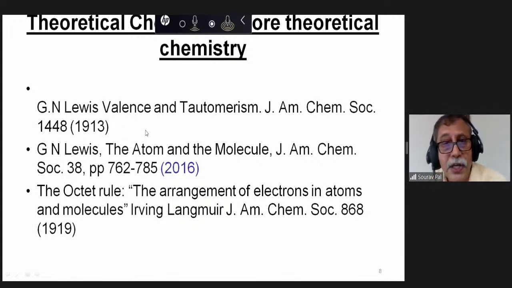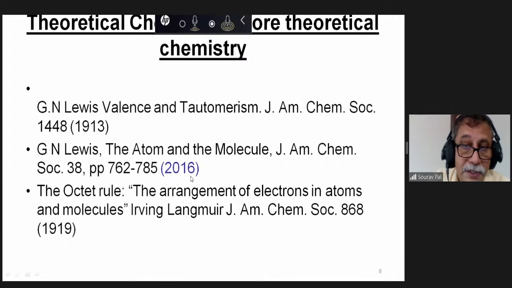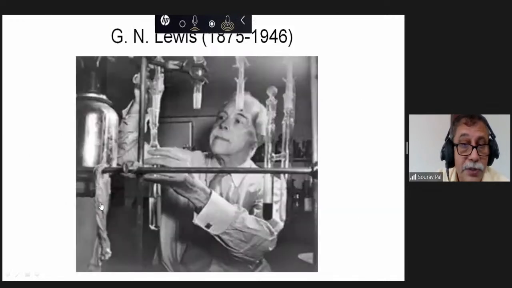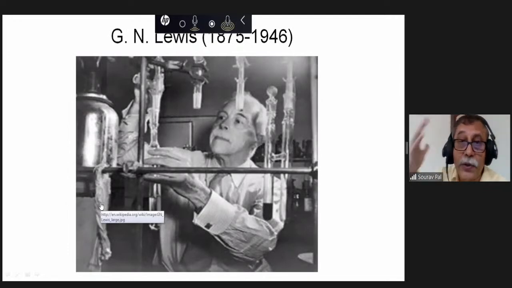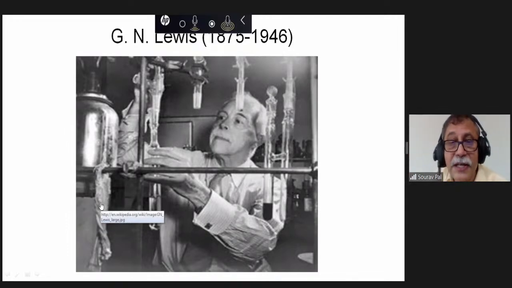But G.N. Lewis talked of valence and tautomerism, the atom and the molecule. This is a very famous paper by G.N. Lewis, I must say, The Atom and the Molecule, in 1916, about 100 years back. And of course, when he developed the octet rule, G.N. Lewis's octet rule, which is a very famous thing, remember, when G.N. Lewis talked of chemical bonding based on 8 valence electrons, Lewis did not worry about quantum mechanics.